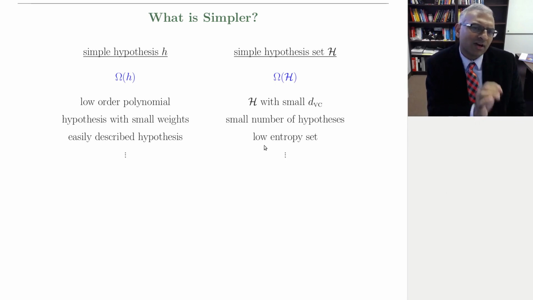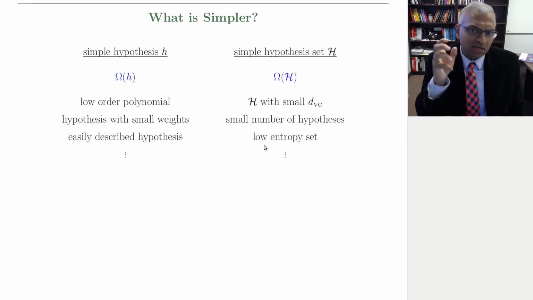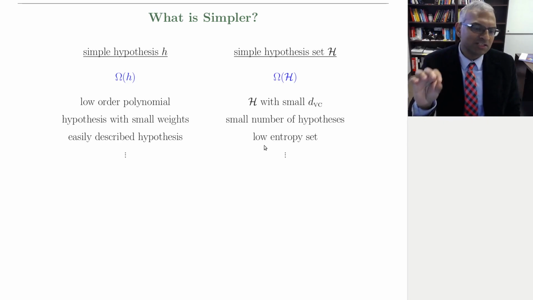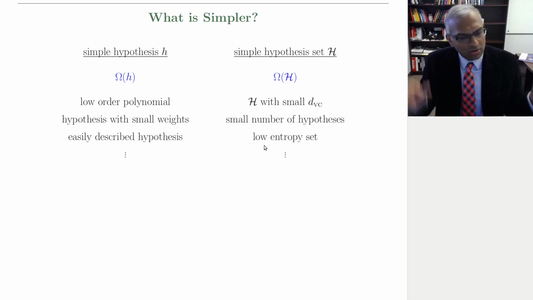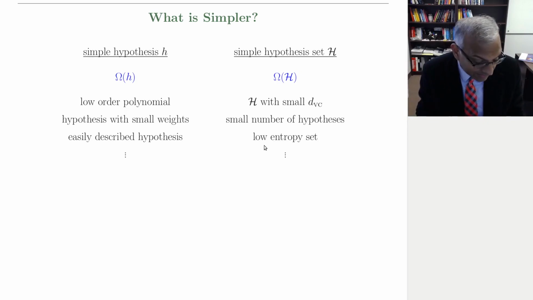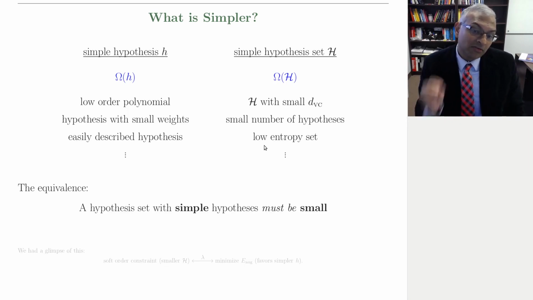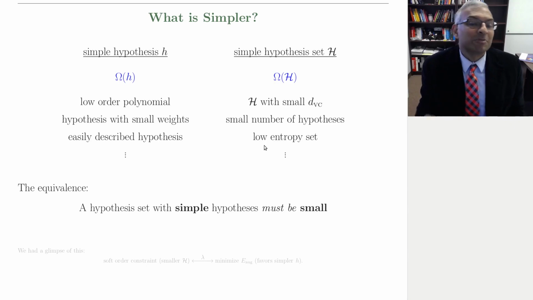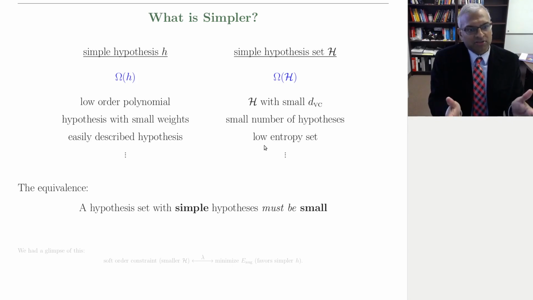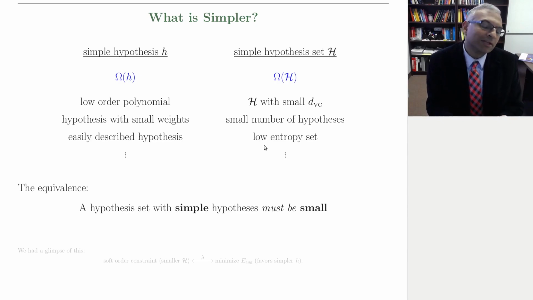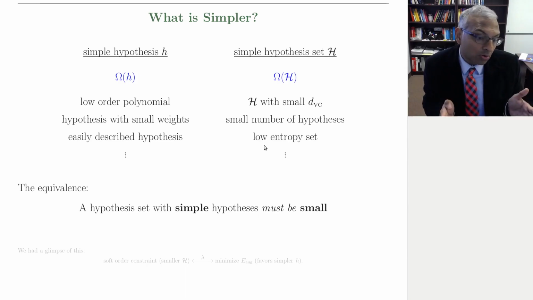So there are different ways to quantify the simplicity or complexity of a hypothesis, and there are different ways to quantify the complexity or the simplicity of a hypothesis set. On the one hand, you have an object. On the other hand, you have a set of objects. And these two are linked. There's a fundamental link: if you have a hypothesis set with simple hypotheses, it must be a simple hypothesis set. It must be a small hypothesis set. We can easily see that link if we look at hypotheses that are easily described a la programs. If you have a hypothesis set with simple hypotheses, then that hypothesis set only contains hypotheses that can be implemented by short programs. But there are way fewer short programs than long programs. So by just a counting argument, the hypothesis set has to be small.